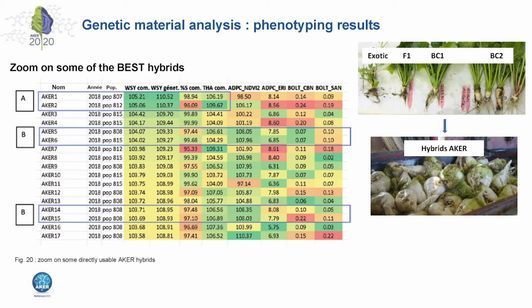You have a zoom on the best AKER hybrids. You can see 2 different profiles. Profile A includes the AKER hybrids that are particularly high performing, with white sugar yields 5% higher than commercial controls, but sometimes show a few small defects in other criteria, such as low sugar content or sensitivity to leaf diseases. On the other hand, the hybrids in profile B are a little less performing, 3 to 4% higher than commercial controls, but perform better on other criteria, particularly leaf diseases. It is therefore important to look at the distribution of this variability within individuals.